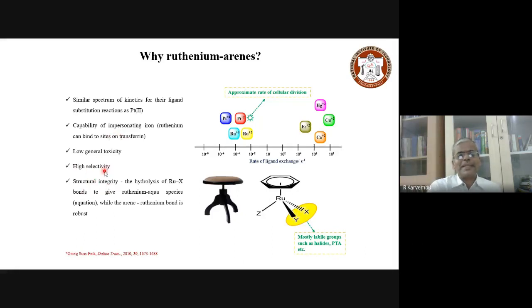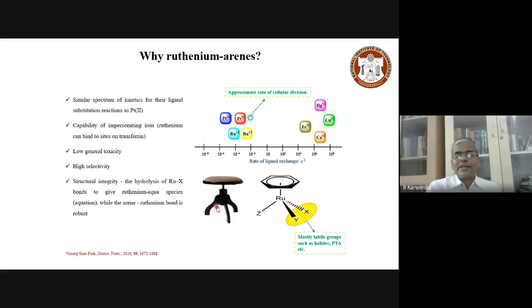What do you mean by high selectivity? When we take the ruthenium complex or any complex as a drug molecule, it should reach or it should act only on the cancer cells, not on the normal cells. If it acts on the normal cells, that will lead to side effects. So it should be selective. It should act only on the cancer cells. It should kill only the cancer cells, not the normal cells. So that is expected in the ruthenium system because of its similarity with iron in the periodic table.